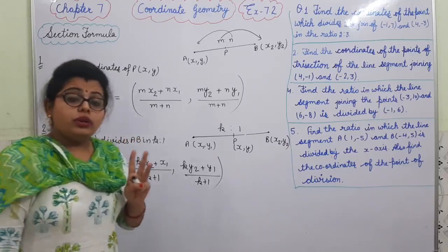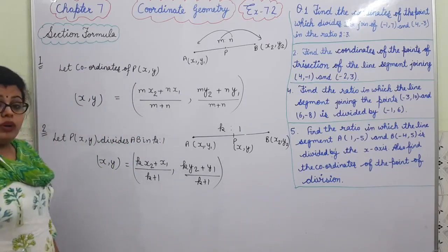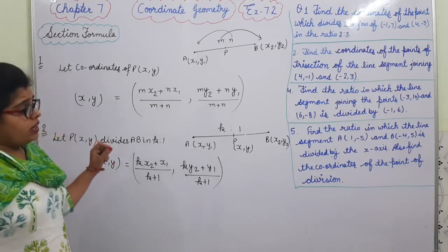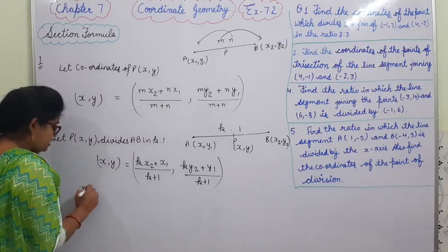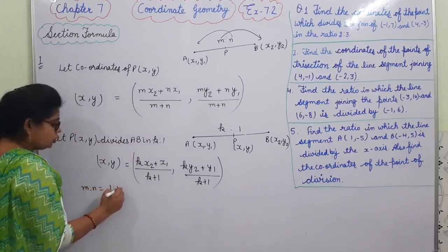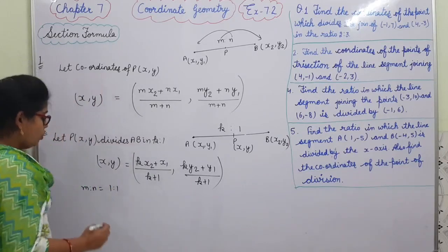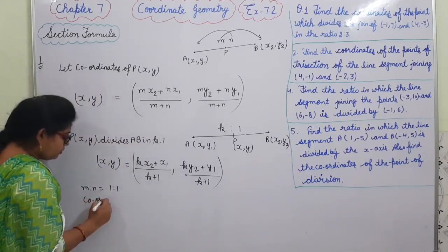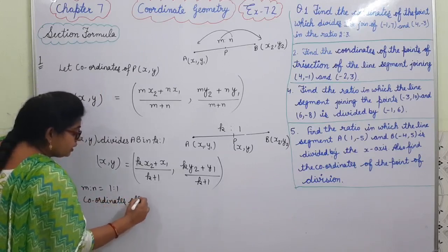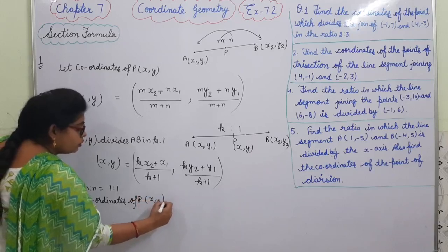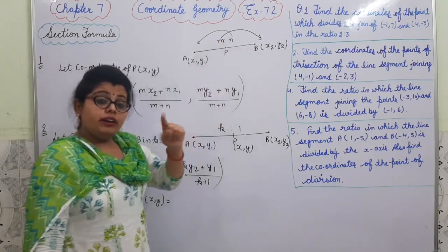Now come to its third type, and this third type is very important and very easy. Dear students, if this ratio m:n is equal to 1:1, then the coordinates of P, that is x, y, will be equal to... Now what we will do is replace this m and n by 1 and 1.